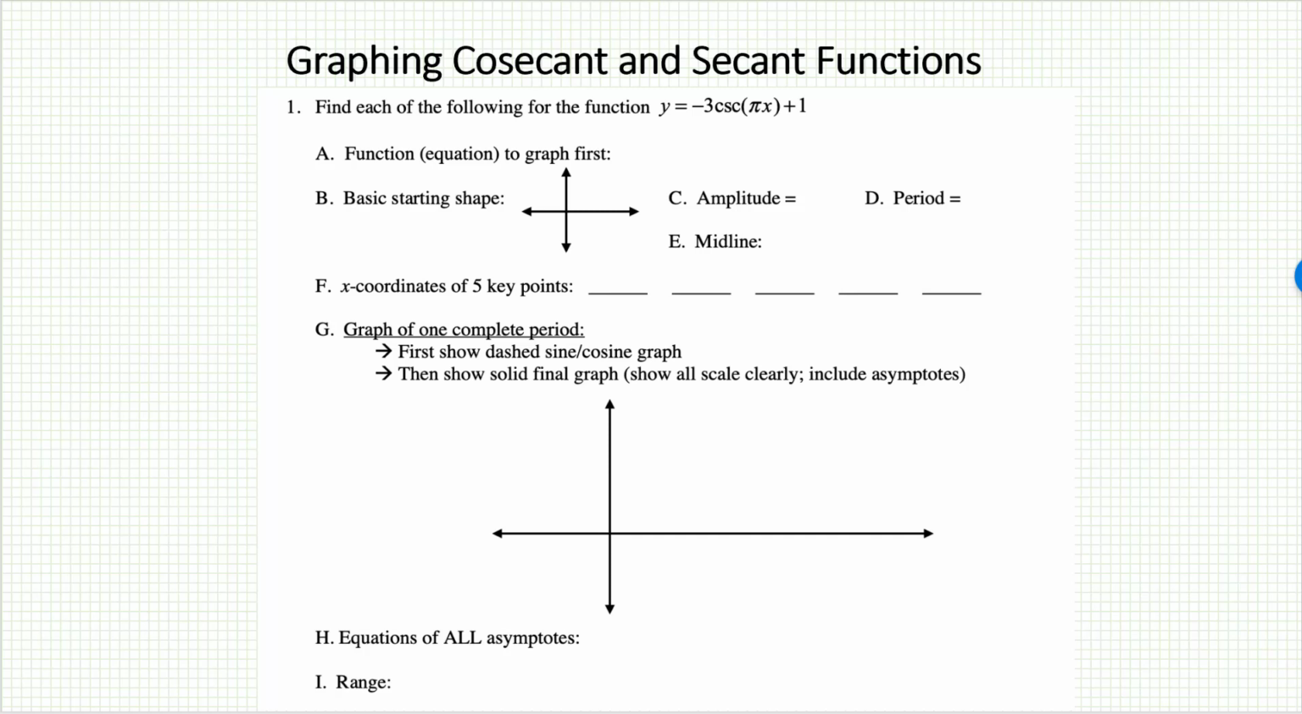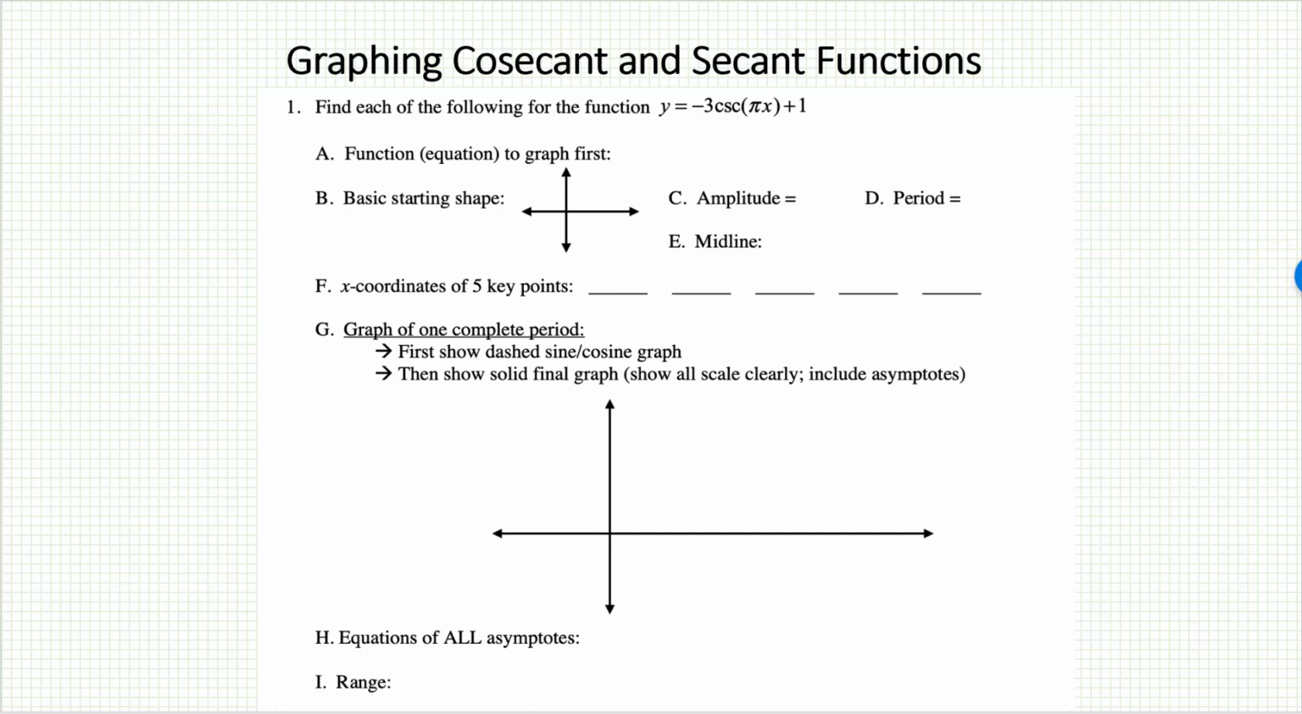Graphing cosecant and secant functions. Okay, so now we're going to try drawing some of these things by hand. It's not too bad. Our strategy is we'll just graph the corresponding sine or cosine function, and then all we have to do is add in the asymptotes and the U's, and we're all set. We've got y equals -3 cosecant of pi x plus 1.